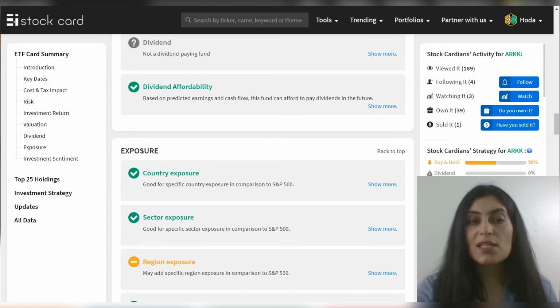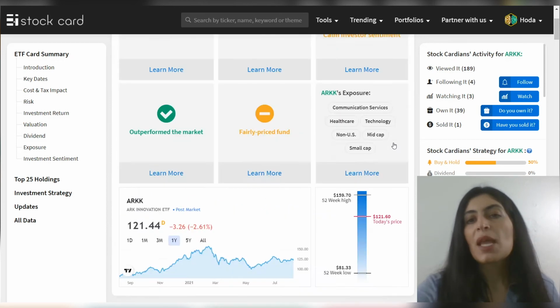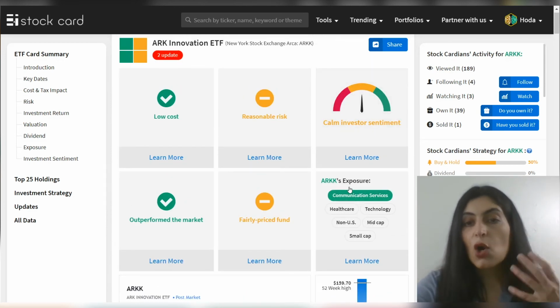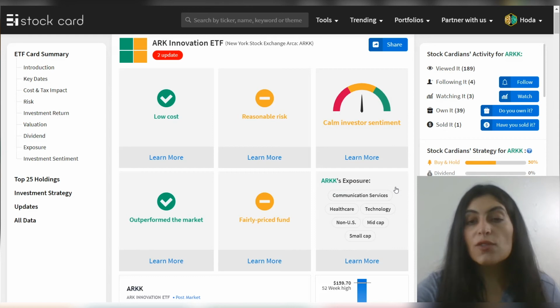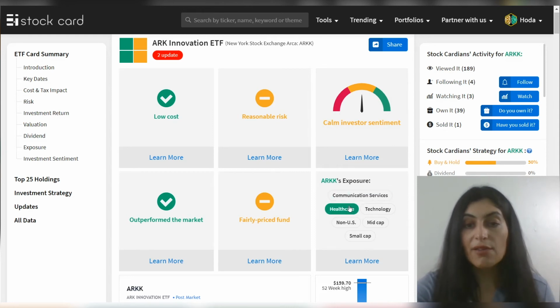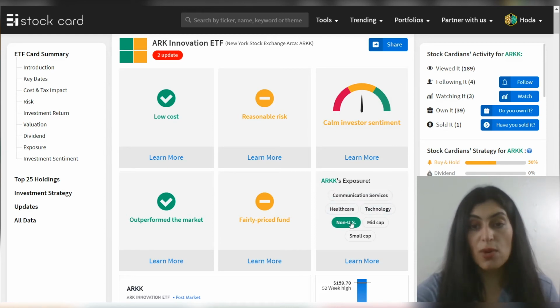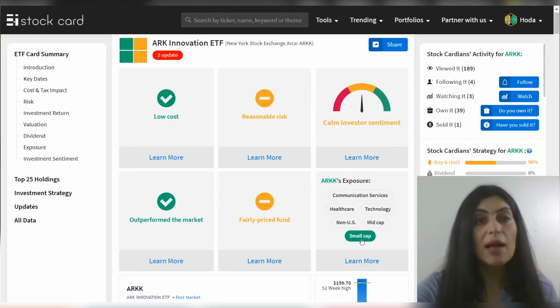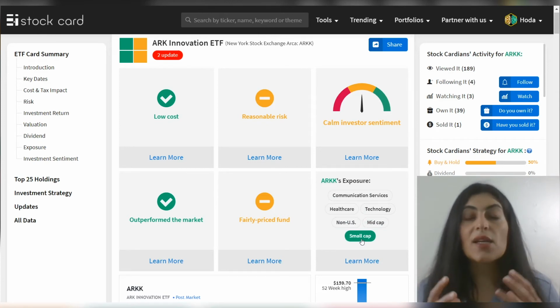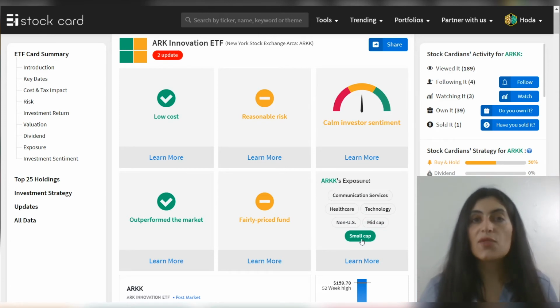The other one is the exposure section. Let me go back up. So here's a summary of it. ARK's exposure is good for communication services, healthcare, technology, non-US, mid-cap, and small cap. So again, it's in comparison to the S&P. Of course, if you just want to buy the market, you go buy the S&P.